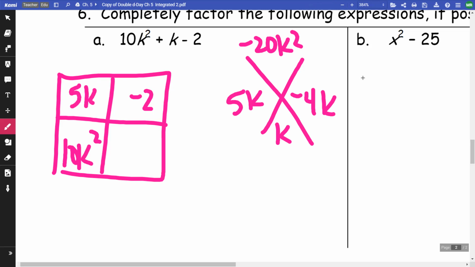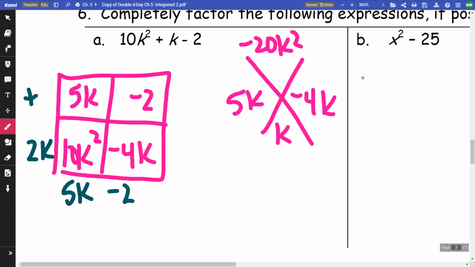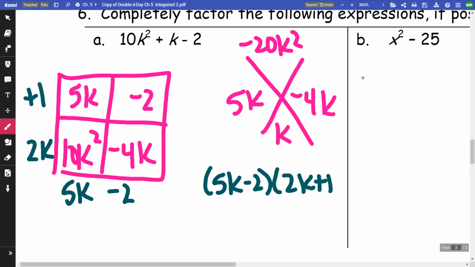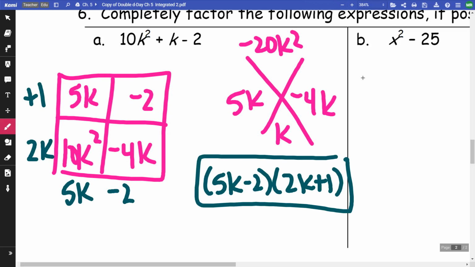So 5k, -4k. And when I'm trying to find the outside, 10 could be a 10 and a 1 or a 5 and a 2. Because of that 4 and 5, this is going to be a 5. This is going to be a 2. This is going to be a -2. This is going to be a +1. So my factors are 5k minus 2, 2k plus 1. That's it.